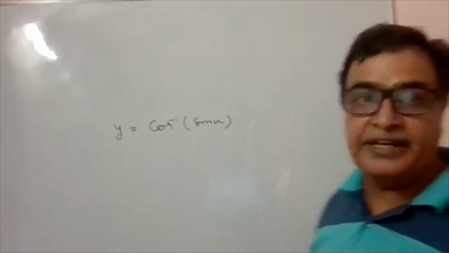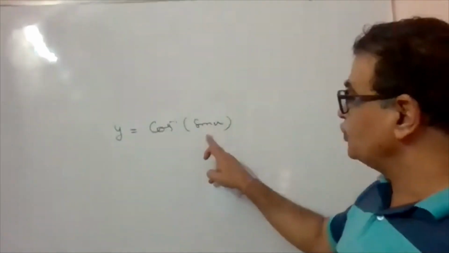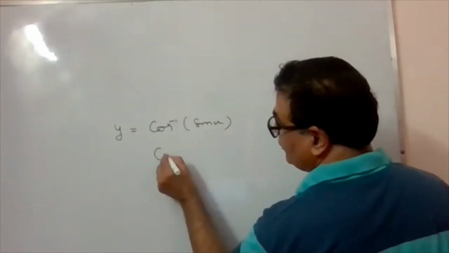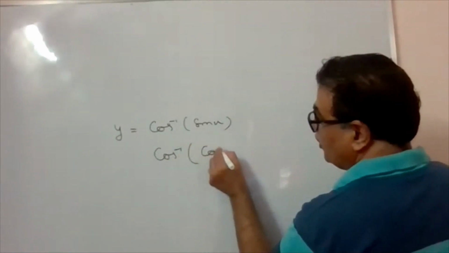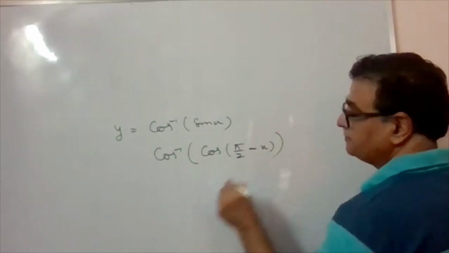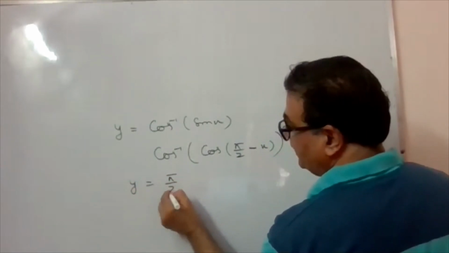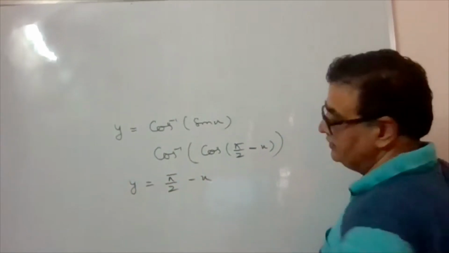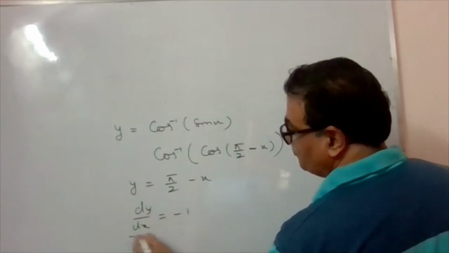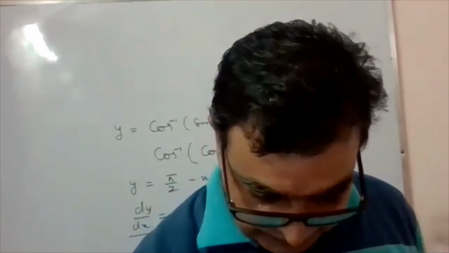Cos inverse sine x. How to start? This should be converted in cos. If you want to solve this question, we will write this as cos inverse cos of pi by 2 minus x. Then when you solve it, it will come simply pi by 2 minus x. And then you know how to differentiate. Dy by dx comes out to be minus 1. So very simple question. You should know it.